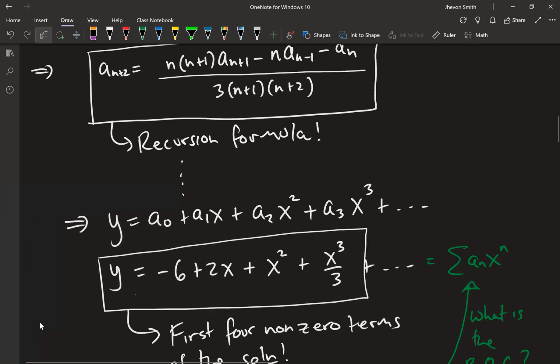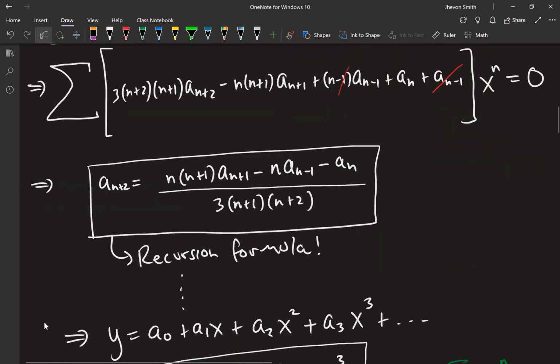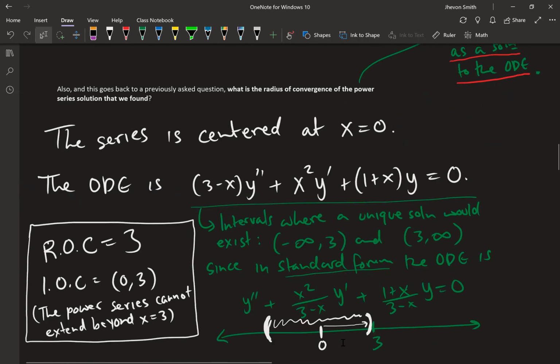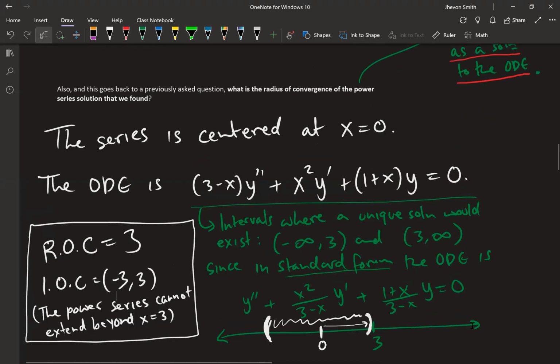But then we might ask the question, where is that solution valid? Does this solve this ODE on the entire real line? The answer is no. This solution is only going to be valid on the interval from actually -3 to 3, because it extends in both directions. It's a power series. Right, and the reason is because if we hit x equals 3, we get undefined. Now, if you told me the series was centered somewhere else, you'll have a different radius of convergence. You'll have an entirely different series altogether.